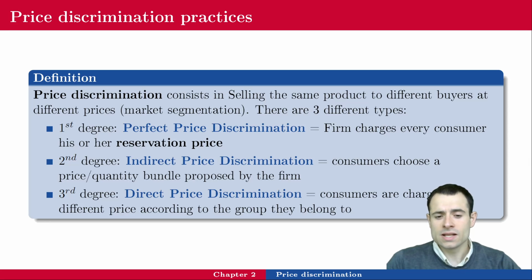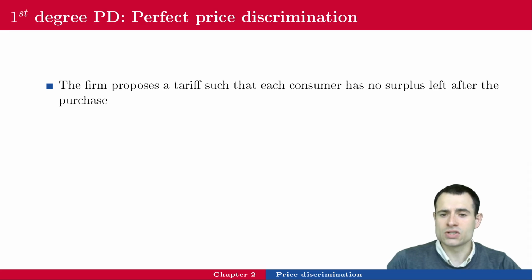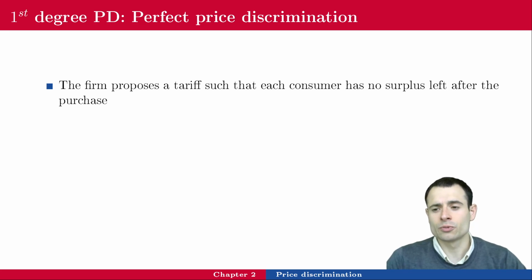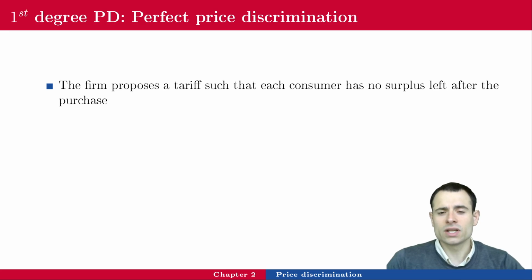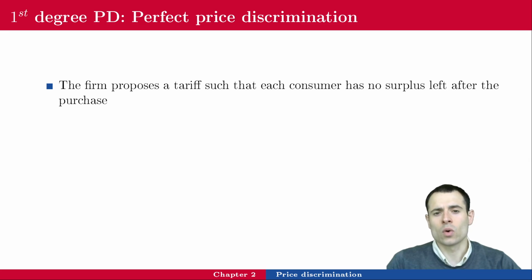So, let's get into first degree price discrimination. Also called perfect price discrimination, the firm proposes a tariff such that each consumer has no surplus left after the purchase. Here, I call this a tariff because it is not only a price per unit, it will be an overall price for a certain quantity.